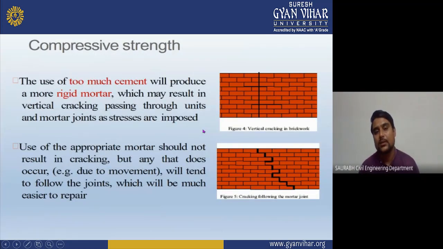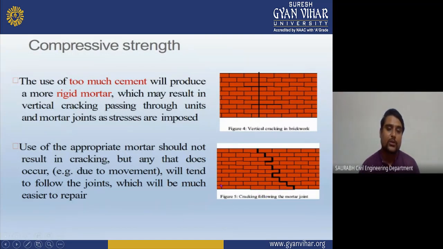Now we will see again the hardened properties of mortar, which is known as the compressive strength. The use of too much cement will produce more rigid mortar, which may result in vertical cracking passing through the unit and mortar joint as stresses are imposed. So you can see here, this is your vertical cracking from using more cement during the preparation of mortar.